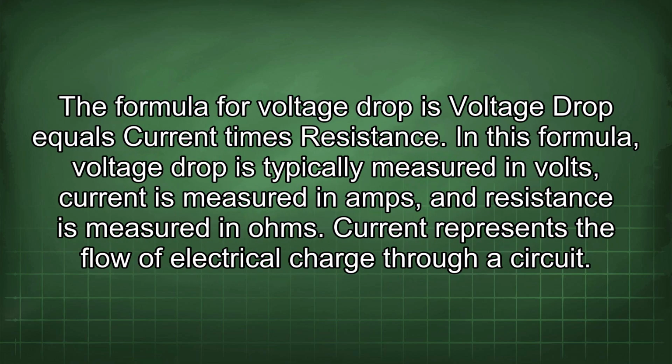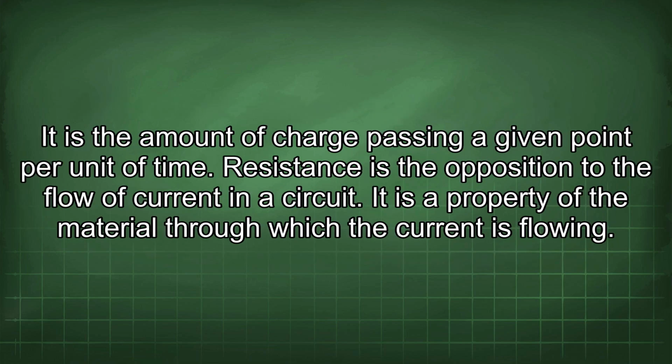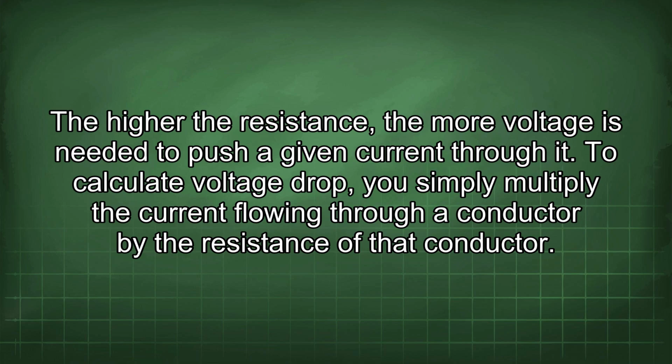The formula for voltage drop is voltage drop equals current times resistance. In this formula, voltage drop is typically measured in volts, current is measured in amps, and resistance is measured in ohms. Current represents the flow of electrical charge through a circuit. It is the amount of charge passing a given point per unit of time. Resistance is the opposition to the flow of current in a circuit. It is a property of the material through which the current is flowing. The higher the resistance, the more voltage is needed to push a given current through it.